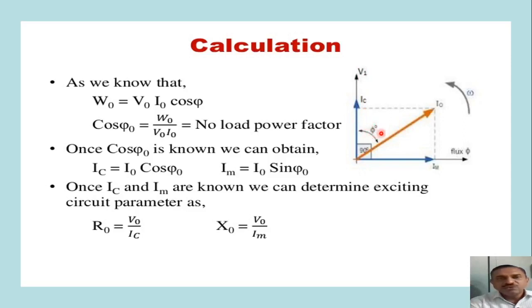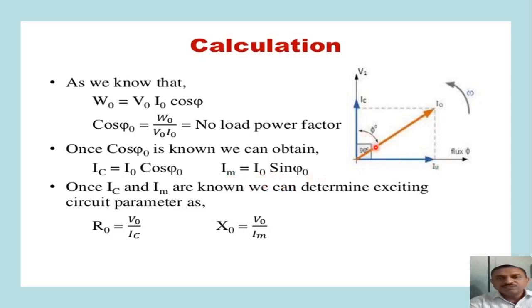So this I0 will have two components. One is the magnetizing current component, which will be in phase with the flux. This component is responsible for producing the required magnetic flux in the core of the transformer, by which the EMF is induced in both the primary and secondary winding, or HV and LV winding. So this current will be called IM. IM will be equal to I0 into sine of phi 0.